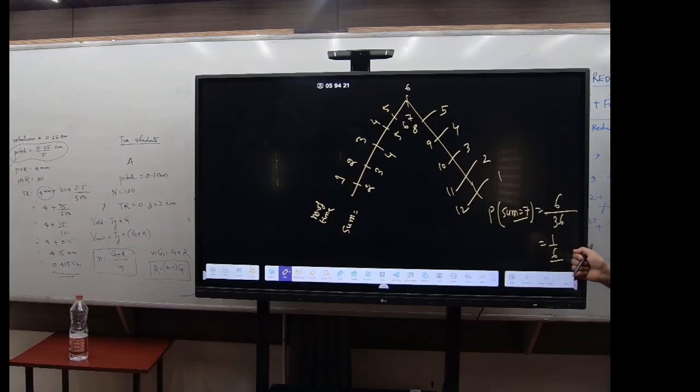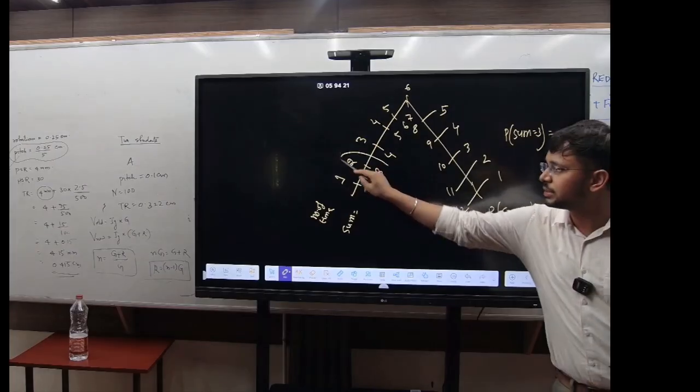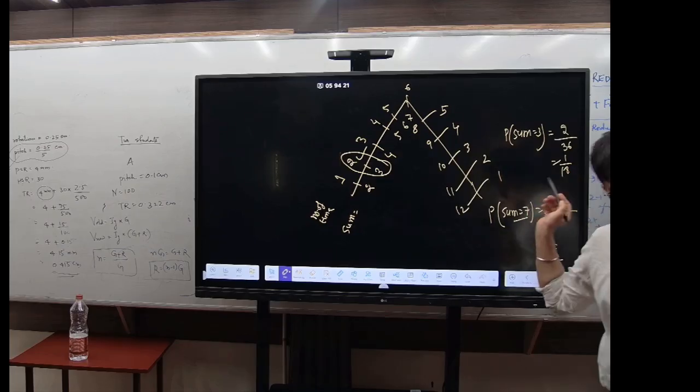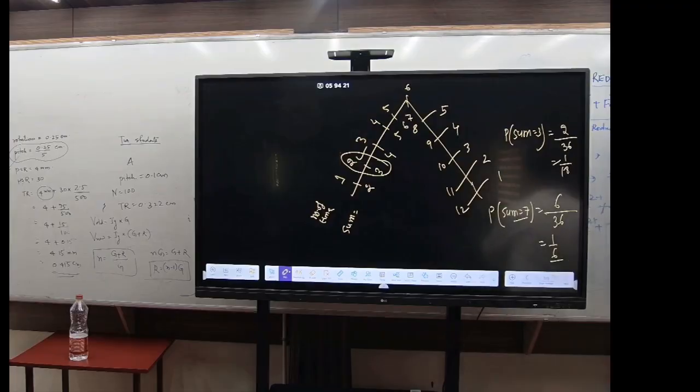Means 1 by 6. Out of 6 trials, there may be one trial where the sum will come 7. What is the probability that the sum will come 3? The sample space, if 2 dice are rolled, will be written here, as you guys know. And here, how many times is the sum 3? 2 times. So, 2 by 36, so 1 by 18. Is that understood? The easy thing. So, just write this. Then I will show you a question based on this.